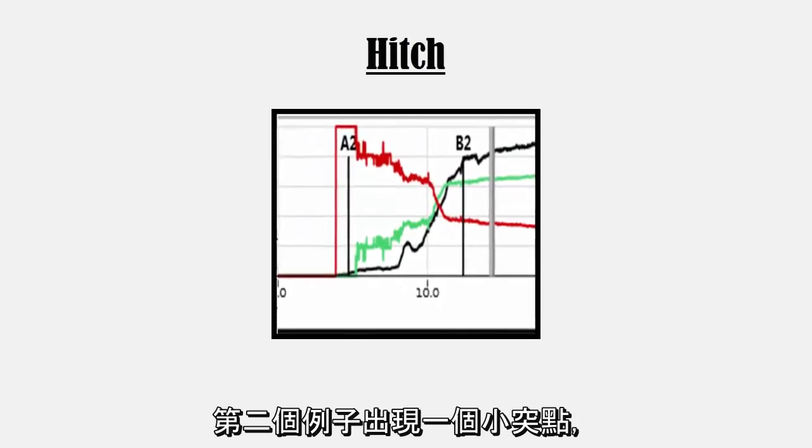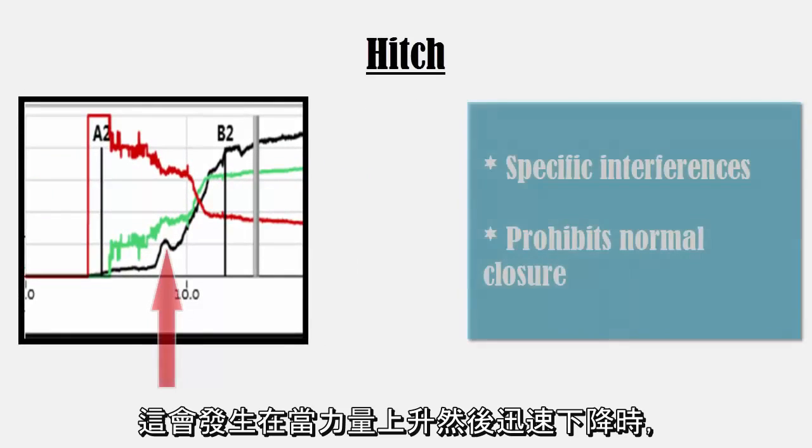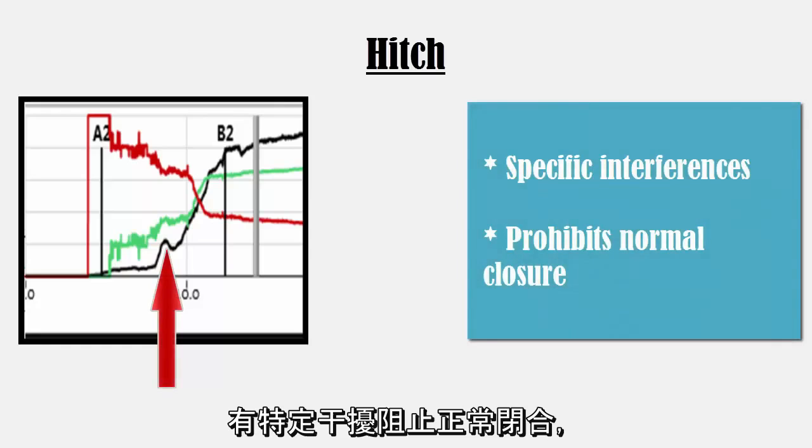The second example demonstrates a hitch. This occurs when the forces rise and then quickly fall before rising further. This can indicate your patient has a specific interference that prohibits normal closure.